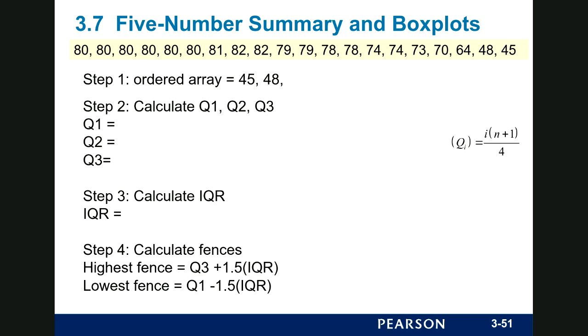Okay, perfect. Okay, that's step 1. So when you get your data, rearrange it in increasing order. Step 2, calculate quartile 1, quartile 2, quartile 3, quartile 4. The formula is here, so you can follow this formula.